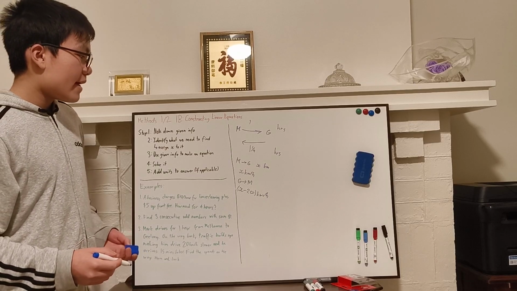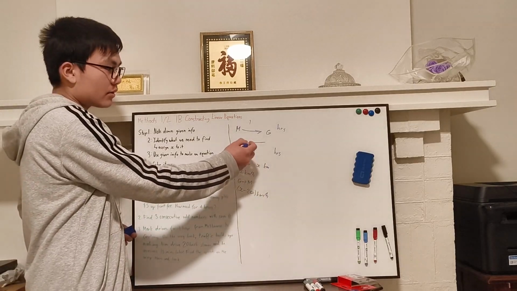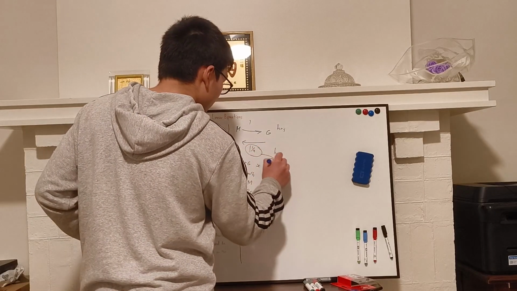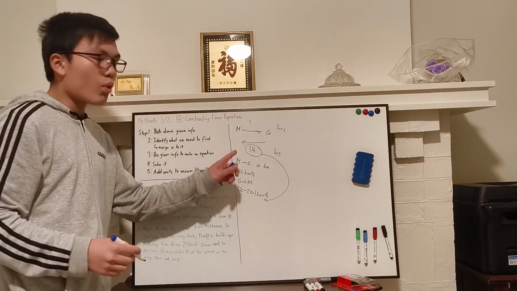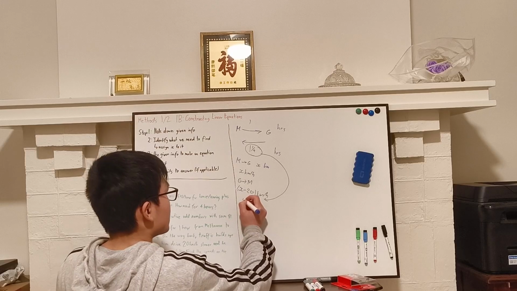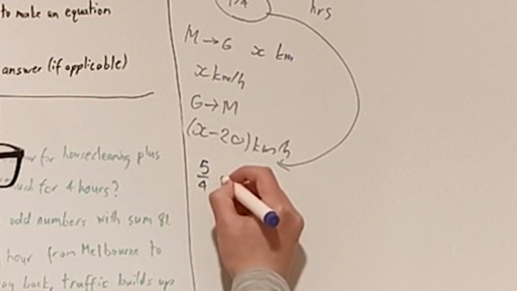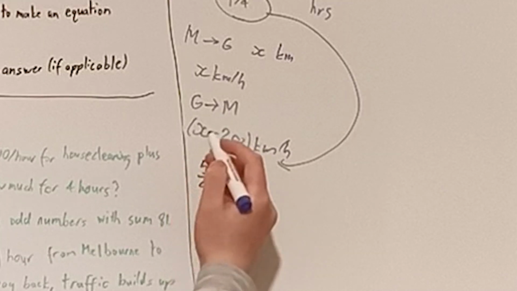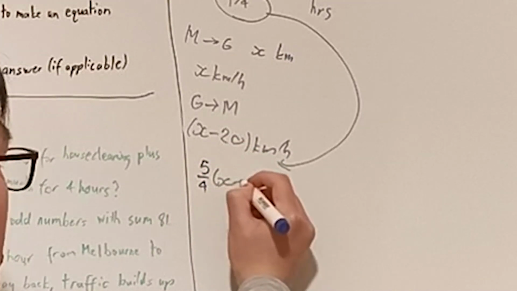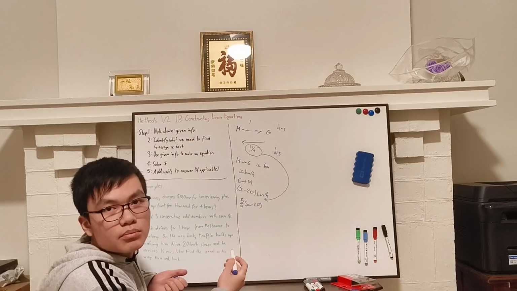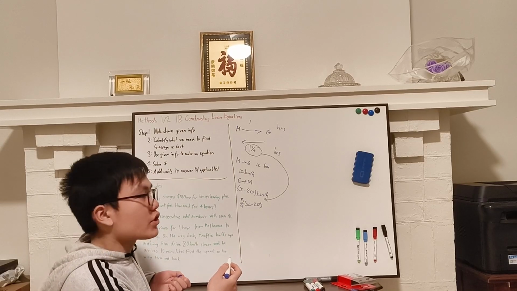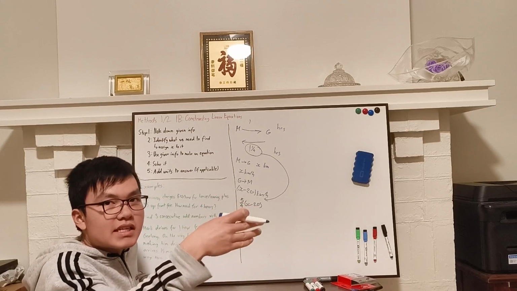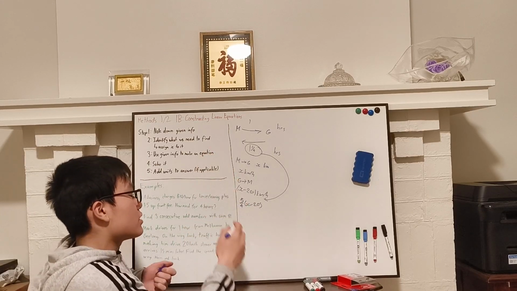Now what we do is we bring the amount of time it took for him from Geelong to Melbourne down here. So 1 hour and 15 minutes. That's 5 quarters of an hour. So 5 quarters times x minus 20. So it takes him longer because he's driving at a slower speed, but he's still covering the same exact amount of distance as Melbourne to Geelong.